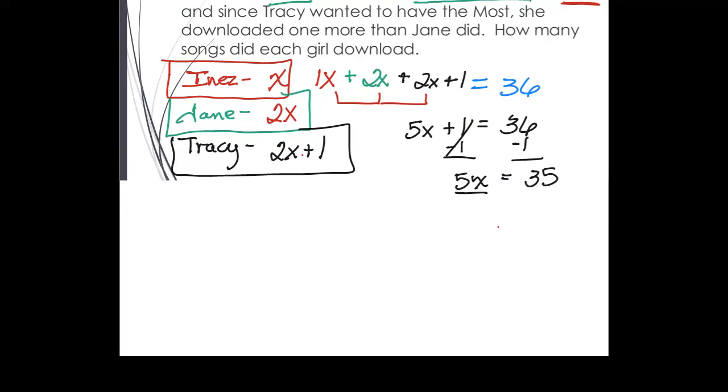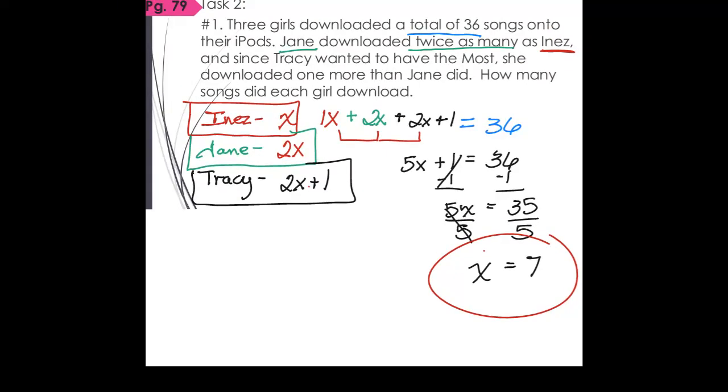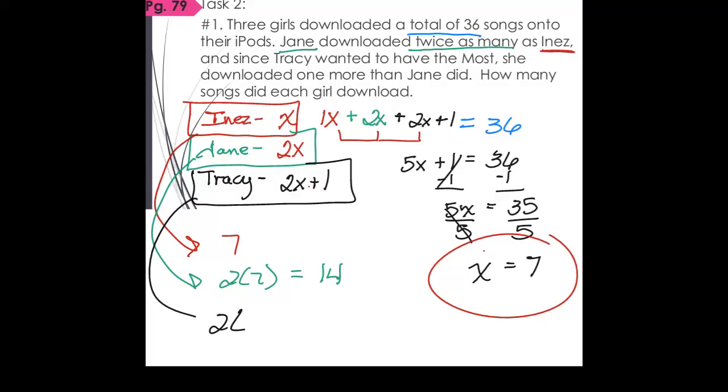So x is equal to 7. There, I've answered the question. That's the end of the problem, right? And they want to know how many did each girl download. Well, x is 7, so how many did Inez download? 7, because she is x. How many did Jane download? 2 times 7, which is 14. And good old Tracy, she downloaded 15.